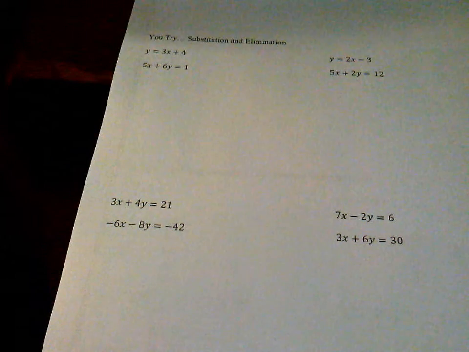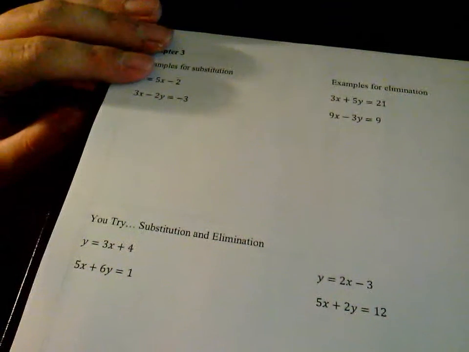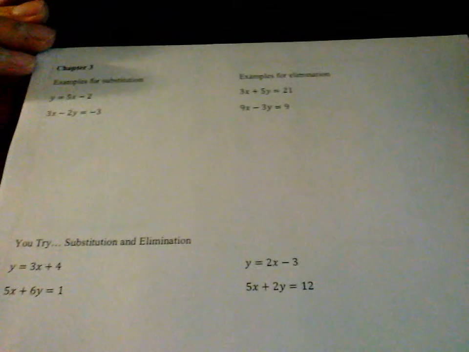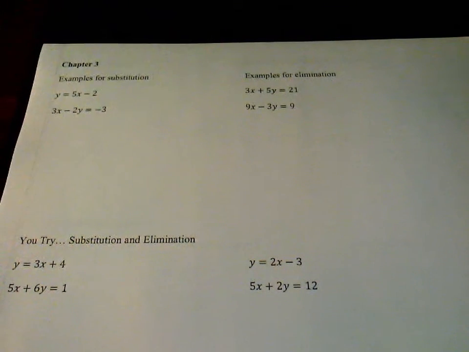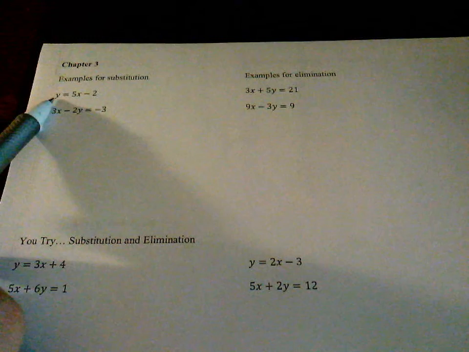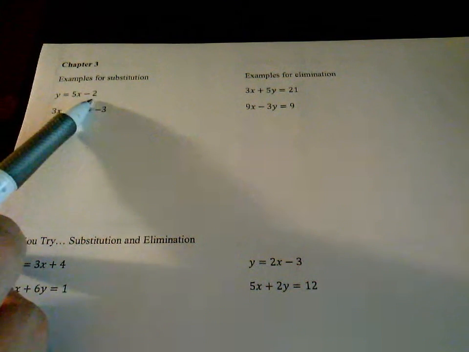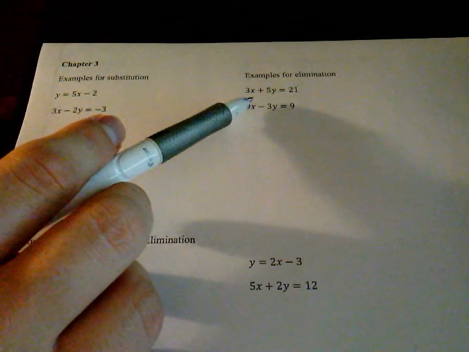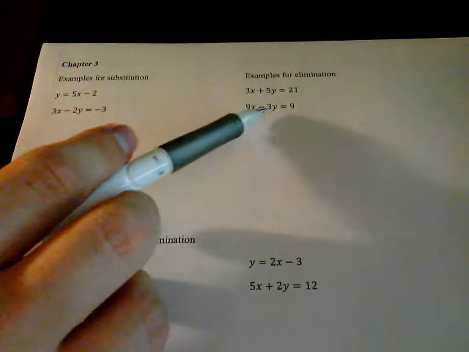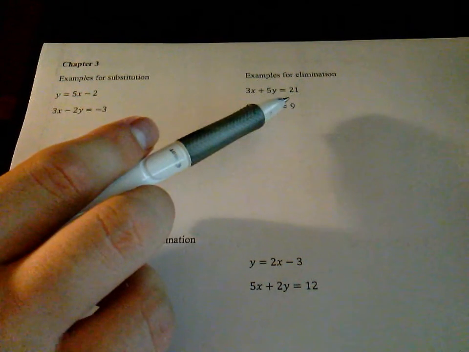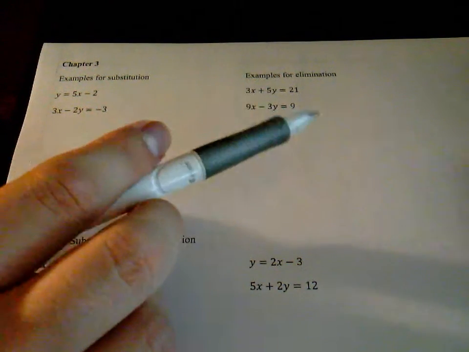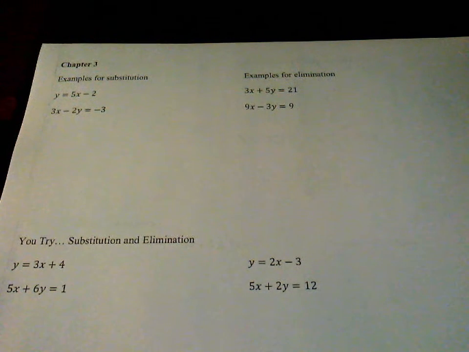Okay, so chapter 3. It started out with substitution and elimination. I'm going to show you one of each, and tell you how to tell which one you're going to use. In substitution, you're always going to have some letter equals something like this. In elimination, you're not going to have that. You'll just have two equations that kind of look alike, with the x's and y's on one side and the numbers on the other side. That's elimination. The other one, substitution, is when you have a letter by itself.